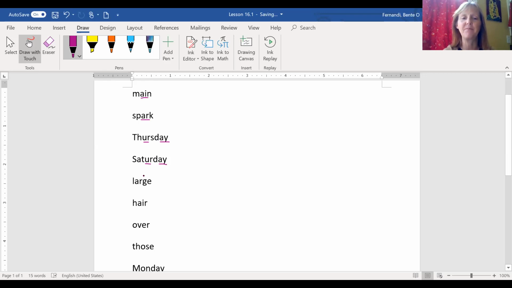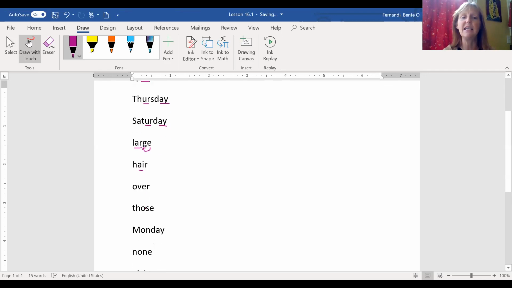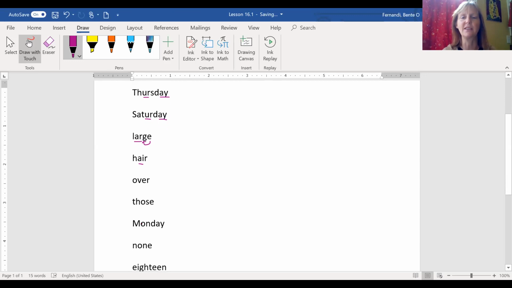Saturday: there's the third way to spell the ER sound, and then AY, long A at the end of a word. Saturday. Large: we have the AR sound, and we have the E helping that G make its soft J sound. That's the E's purpose in this case. Hair: we have the AI, but it is R-controlled, so we're going to have a slightly different sound. So we have to keep in mind that it's a long A spelling, AI, but the R is going to change the sound a little because it's such a strong consonant.